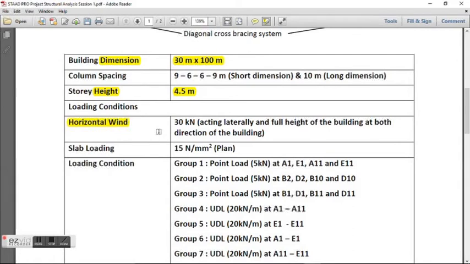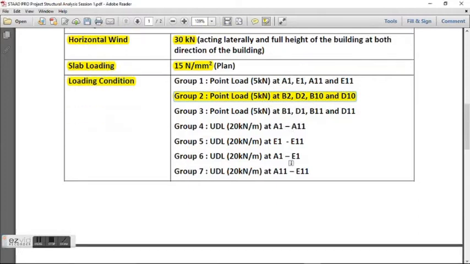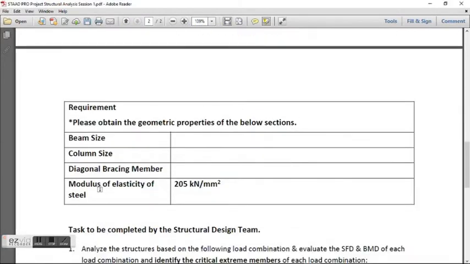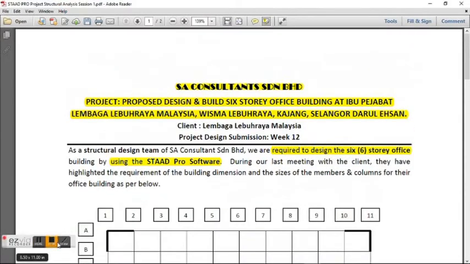The horizontal wind of our design is 30 kN acting laterally and along the full height of the building in both directions, with slab loading of 15 N/mm². The loading condition of our group is a point load of 5 kN at B2, D2, B10 and D10. The modulus of elasticity of our design is 205 kN/mm².